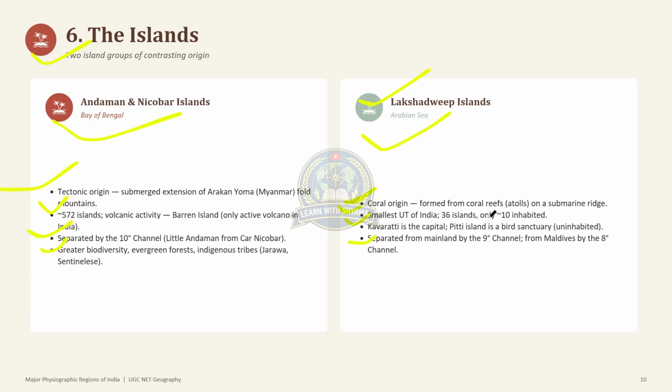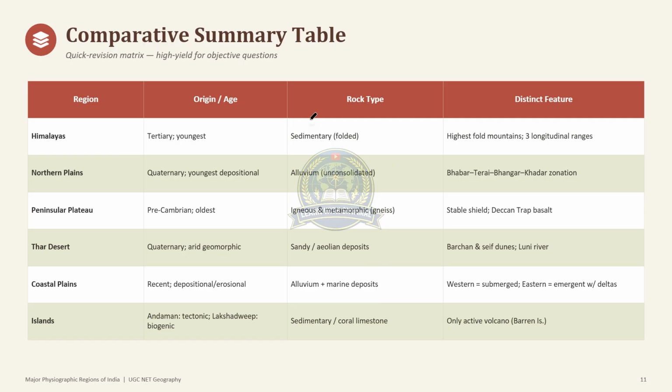Okay, this is a comparative summary table of all six physiographic divisions of India: region, origin and age, rock type and distinct feature. Himalayas, origin and age, Tertiary and youngest. Rock type, sedimentary and folded, distinct feature: highest fold mountains, three longitudinal ranges. Northern plains, Quaternary and youngest depositional. Rock type, alluvium and unconsolidated, distinct feature: Bhabar, Terai, Bhangar and Khadar zonation.